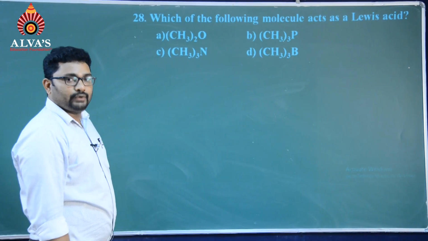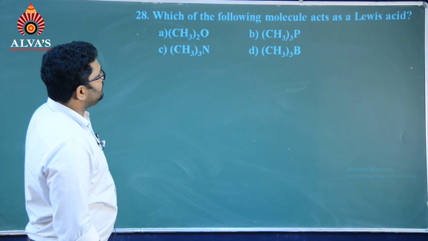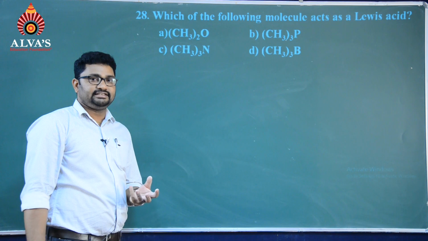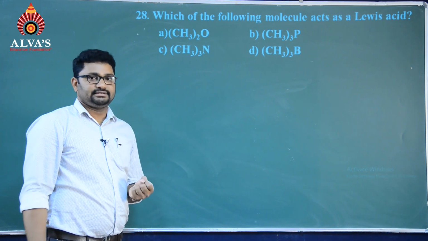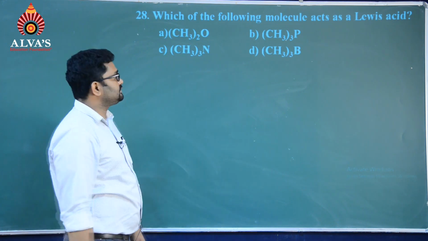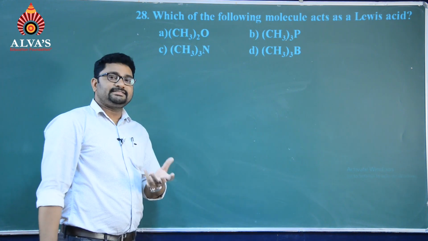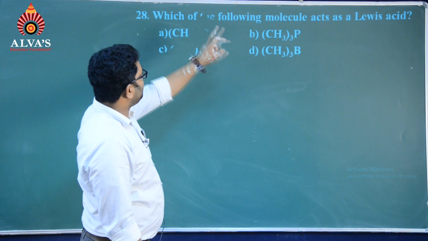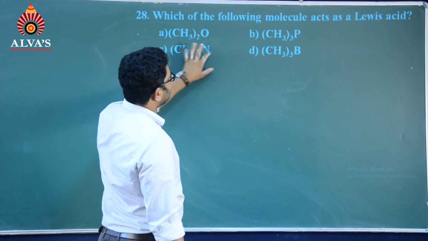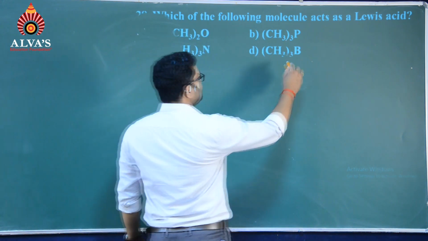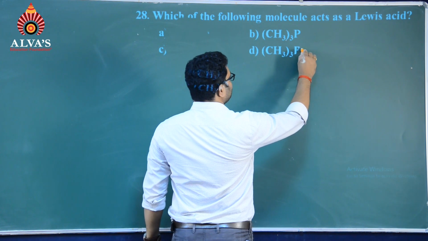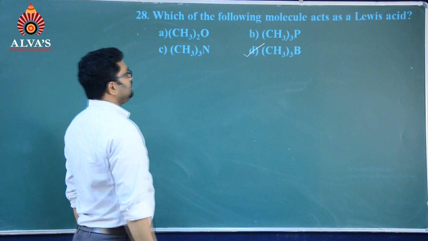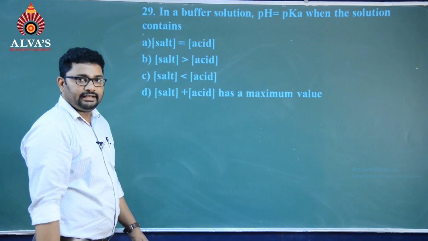Question number 28. Which of the following molecule acts as a Lewis acid? Lewis acids are the species which accept a pair of electrons. The electron deficient species usually act as Lewis acids. Among oxygen, nitrogen, phosphorus and boron, this species is electron deficient, readily accepts a pair of electrons, hence option is D.